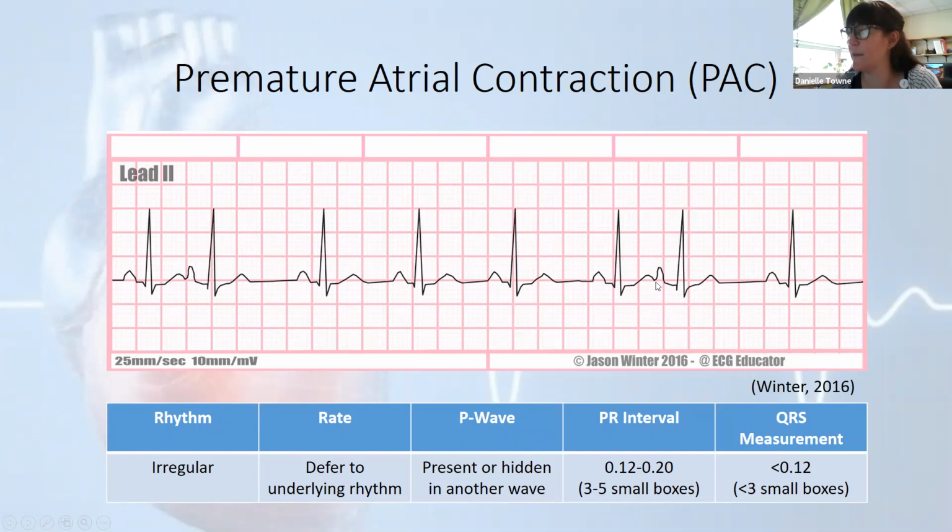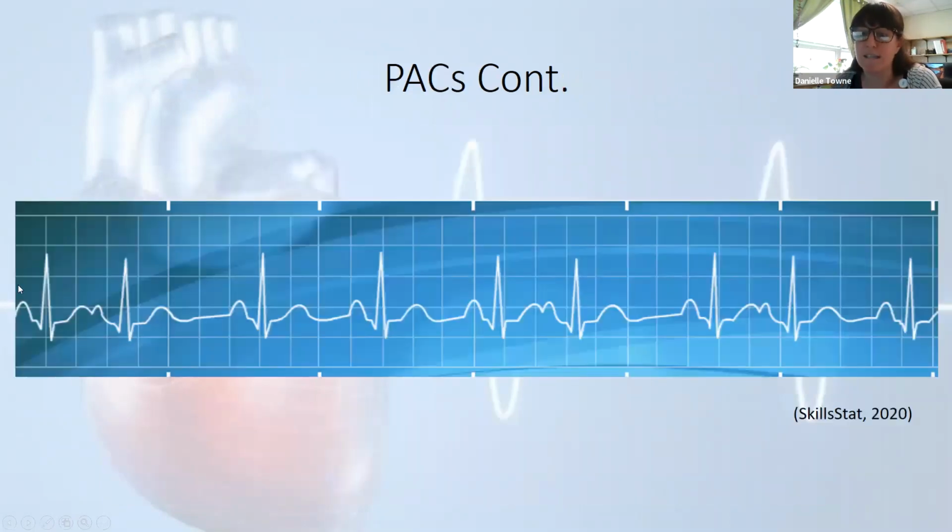P waves may be present, like you can see here, or hidden in another wave. So if that PAC happened too closely to the previous beat, it could be buried, so you couldn't see it. PR interval and QRS complex, all of that is still considered normal. The cause of this is usually unknown, although factors such as heart disease can be a contributor. Patients might complain of palpitations or feel their heart skipping a beat. Some patients aren't even aware that it's happening.